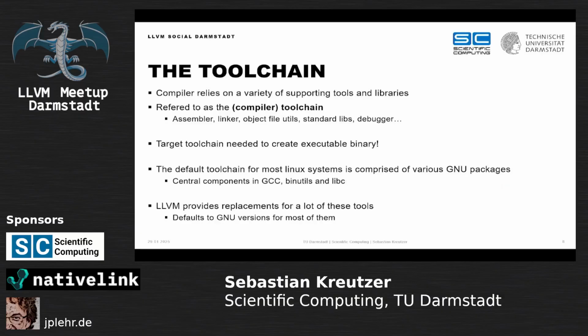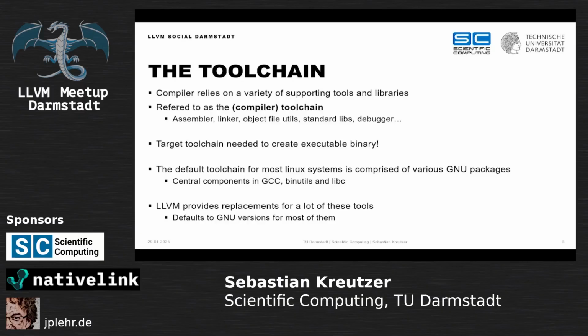So the compiler doesn't work fully isolated, but it relies on a variety of supporting tools and libraries. And this is called the compiler toolchain, or just a toolchain. The toolchain is made out of the assembler, linker, object file utils, and a bunch of stuff that's just needed to link and run your binaries. And we need the target toolchain to actually create an executable binary for the target we're trying to compile for.